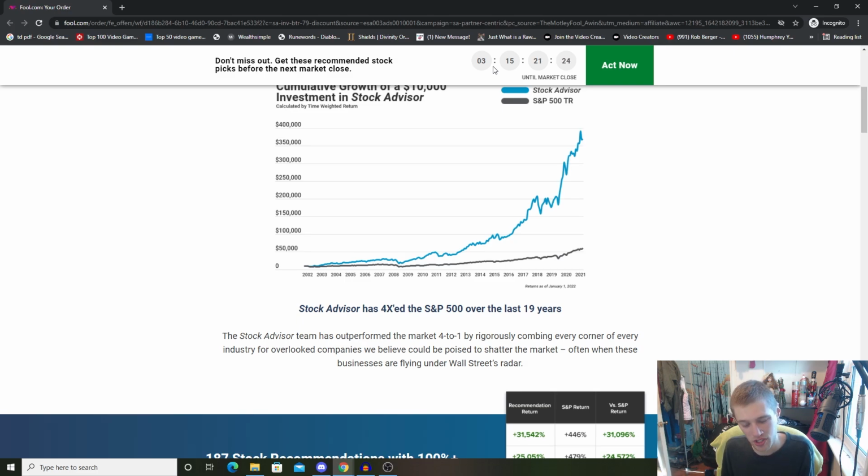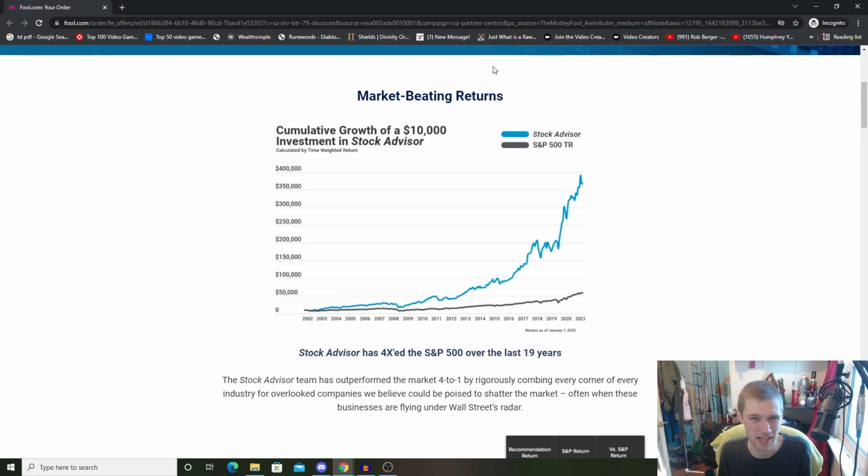I wish they would tone that back a little bit, because I think they're shooting themselves in the foot, but maybe it's working out for them. I do kind of dislike that kind of mentality that they're creating here. But nonetheless, one of their big claims to fame is that the Stock Advisor has 4 times the S&P 500 over the last 19 years.